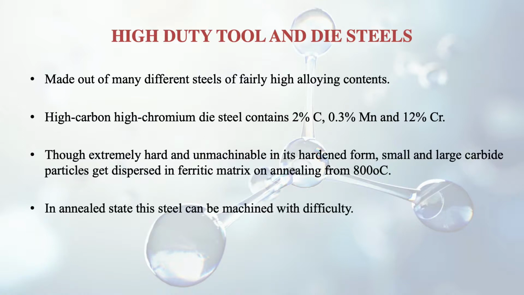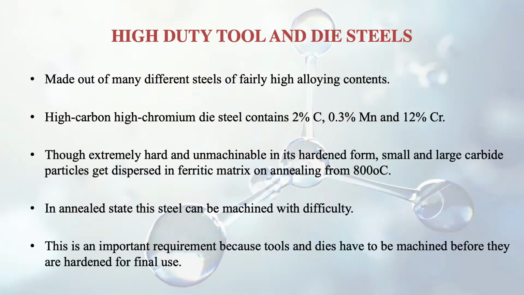So in annealed state, this steel can be machined with difficulty. In the cold state it cannot be machined at all, but when it is annealed it can be machined, but there is difficulty. So this is an important requirement, because tools and dies have to be machined before they are hardened for final use.